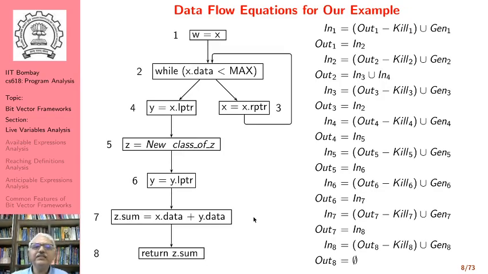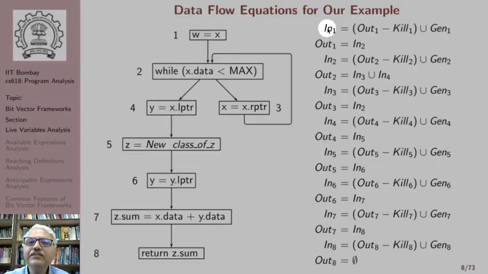Okay, so here is an example of data flow equations. This was the motivating example that we had seen in module 1. So we lay out our data flow equations like this. We say in1 is defined in terms of out1 minus kill1 union gen1. Out1 in turn is defined in terms of in2, because node 1 has only one successor.